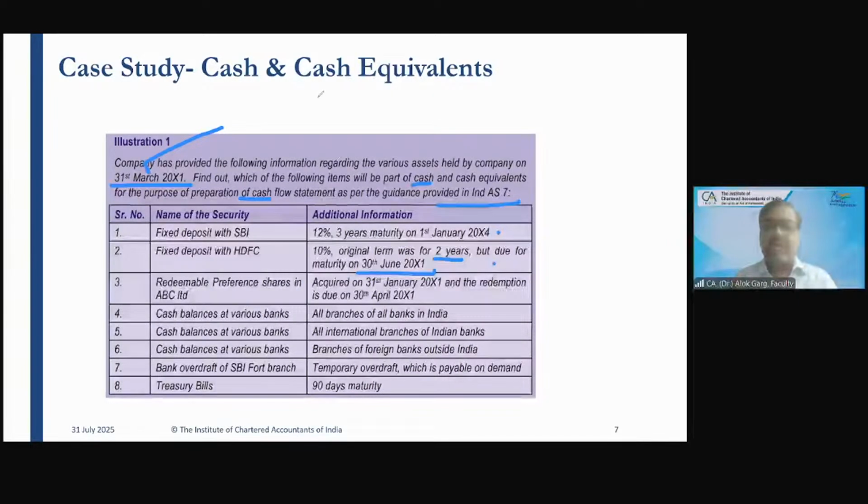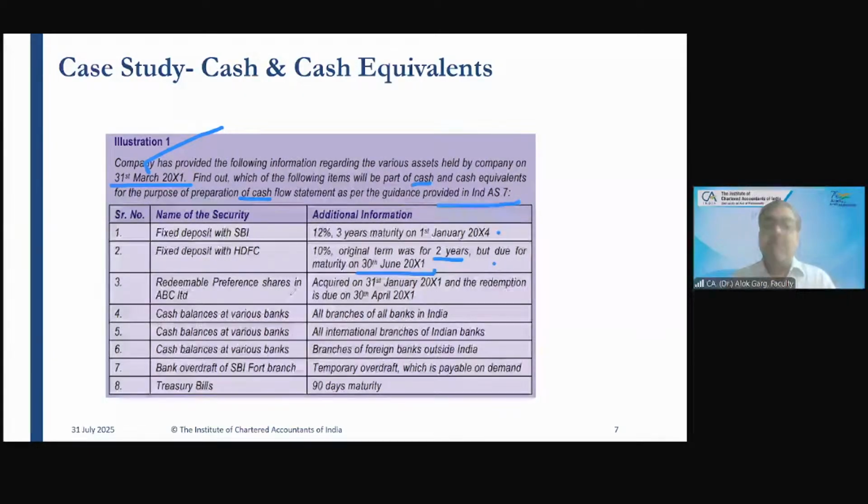Is it clear or not clear? Any doubt? Geet, Mamta, Saurabh, Anushi, any doubt on this? So it is not a cash and cash equivalent. It's clear? It is not a cash and cash equivalent.